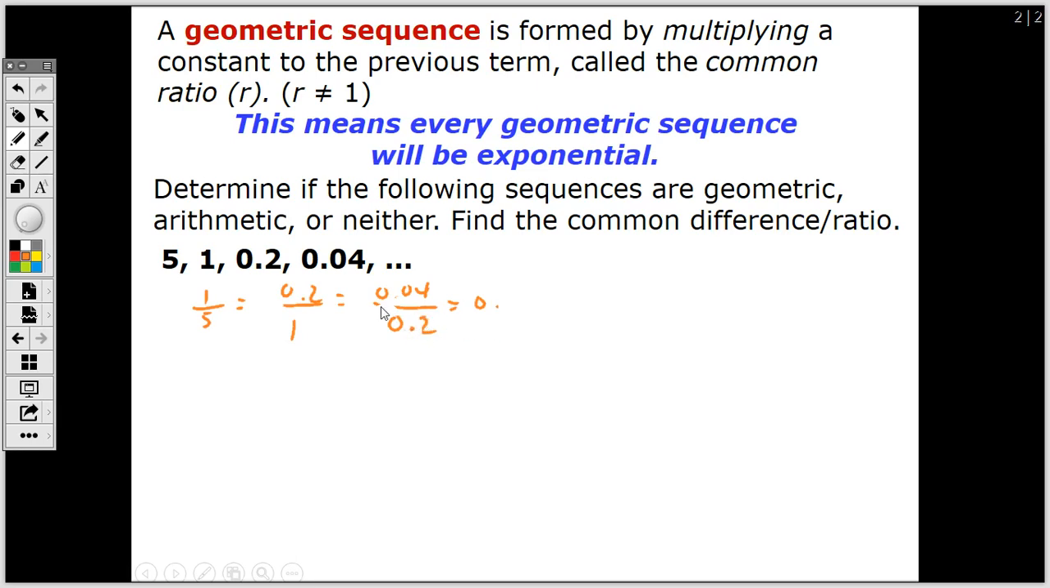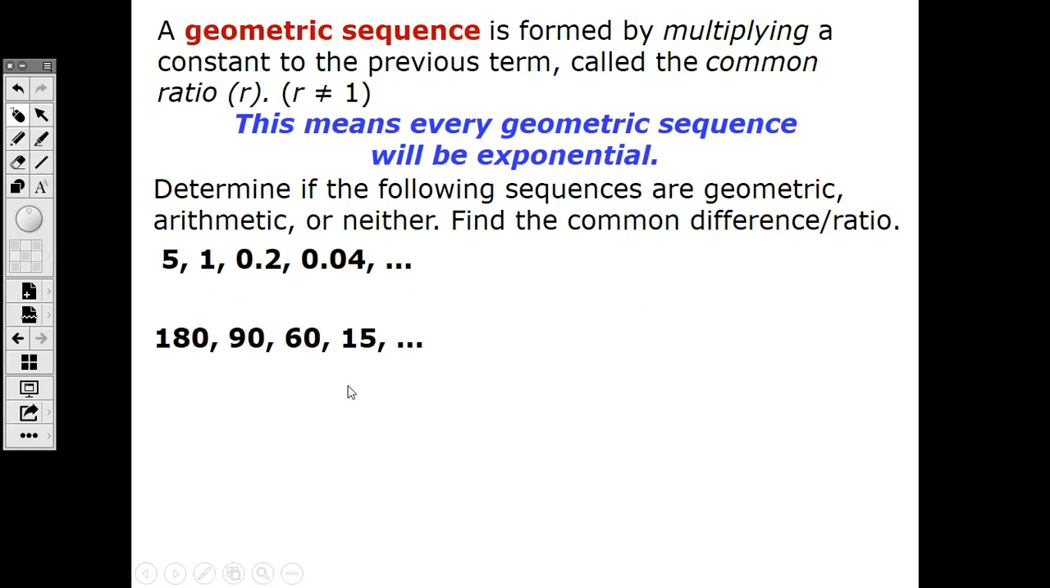Anyway, they're all 0.2. And that means that is our common ratio. So we can find a common ratio just by taking any term and dividing by the term before it. And that's equal to r, if there is an r. If not, then they'll be different.